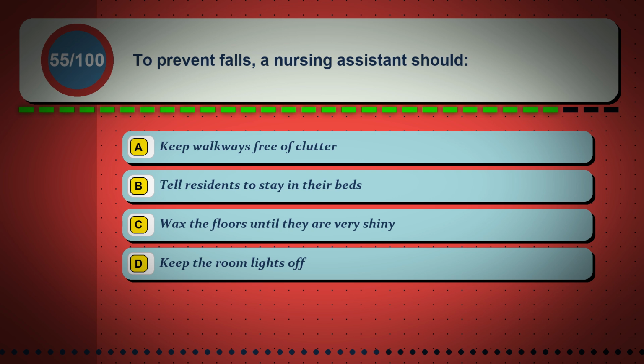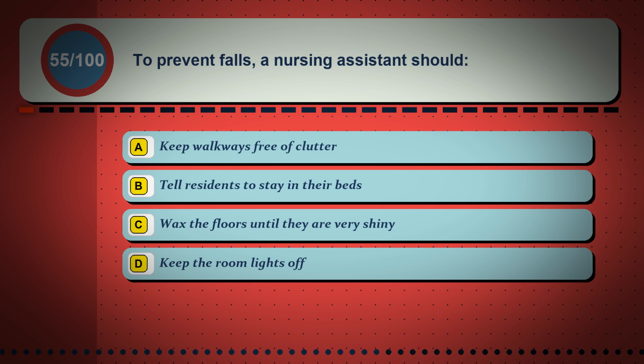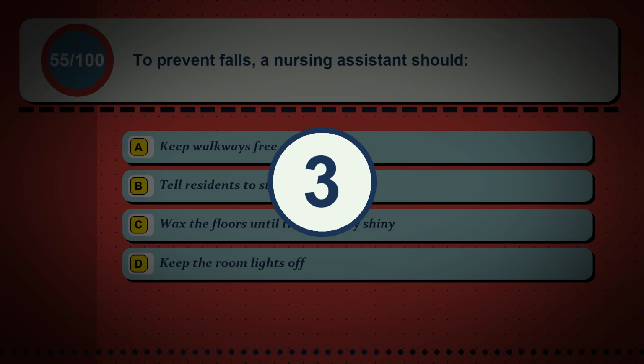Question 55. To prevent falls, a nursing assistant should: Option A. Keep walkways free of clutter. Option B. Tell residents to stay in their beds. Option C. Wax the floors until they are very shiny. Option D. Keep the room lights off.